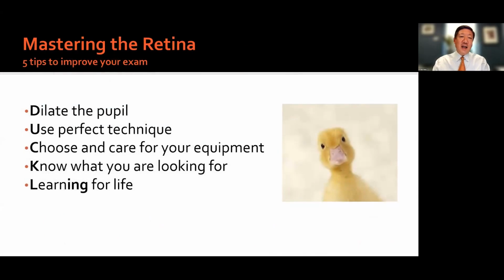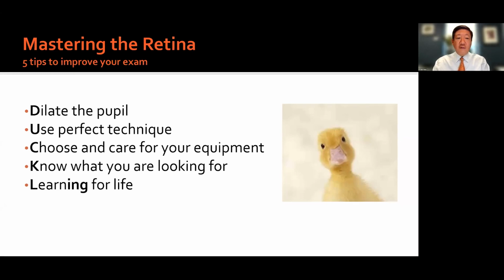These are the 5 takeaways. If you remember nothing else, these are the 5 takeaways. I'm going to let you know those first. The number one thing to improve your view of the retina is to dilate the pupil. That doesn't always happen easily, but a bigger and more well-dilated pupil is better.